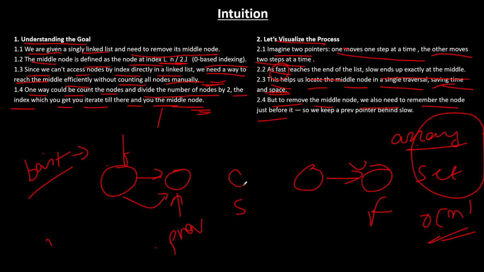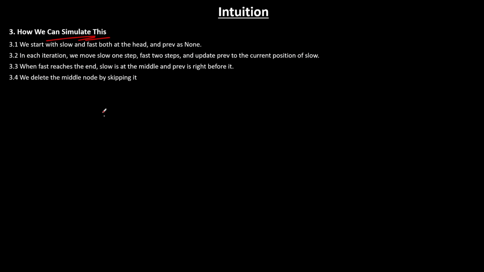Great. So if this is connected in this way, what we can do is tell this S node that with the help of this previous node, we can connect this node with this node, right? So we keep a previous pointer behind slow. Fine. So this is a process which could be done. Okay. Now how can we simulate this, right?